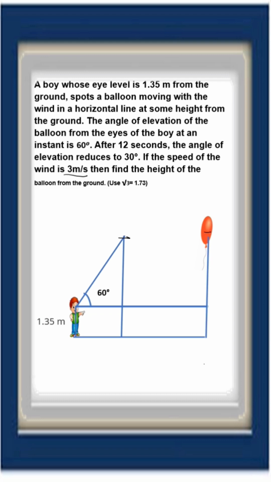But above the ground level, its height is the same. This is eye level. This is also 1.35 meters. Let this height be h from the eye level. This is also h. This distance can be calculated by using the formula d equals speed into time. Here speed is 3 meters per second, time is 12 seconds. So this distance is 36 meters. This distance is also 36 meters. Let this distance be x.